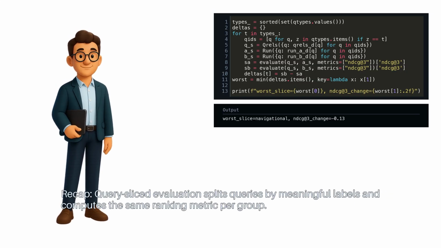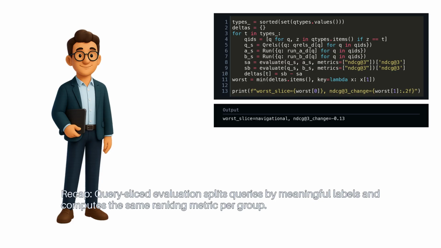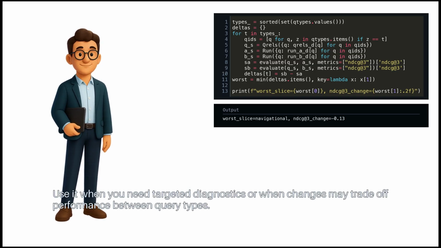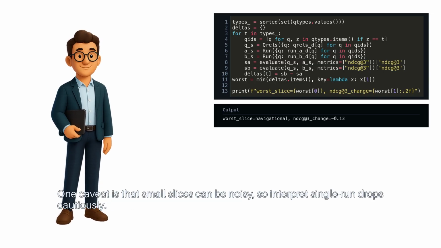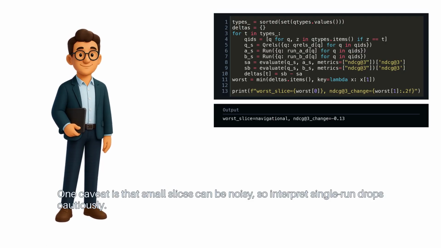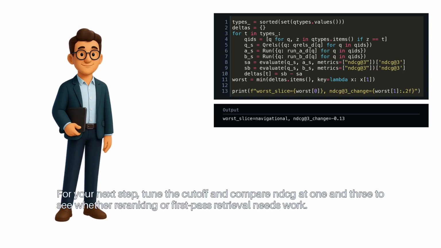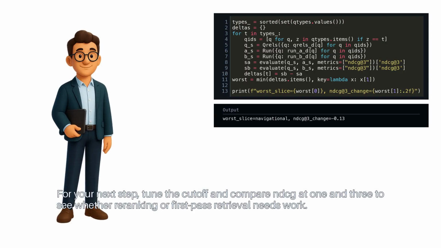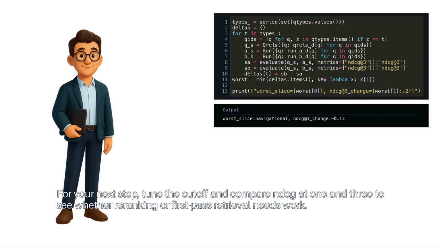Recap: query sliced evaluation splits queries by meaningful labels and computes the same ranking metric per group. Use it when you need targeted diagnostics or when changes may trade off performance between query types. One caveat is that small slices can be noisy, so interpret single-run drops cautiously. For your next step, tune the cutoff and compare NDCG at 1 and 3 to see whether re-ranking or first-pass retrieval needs work.